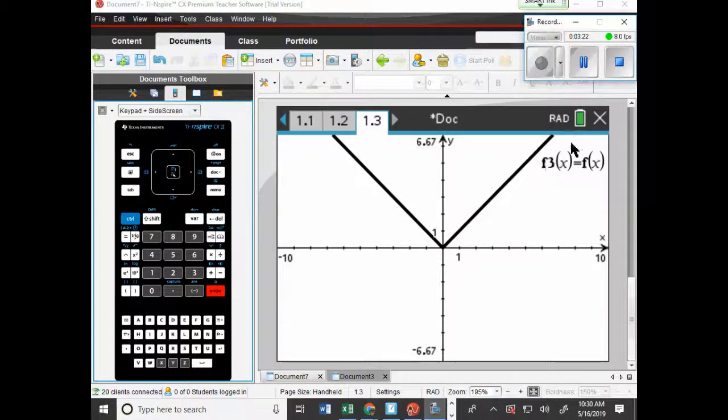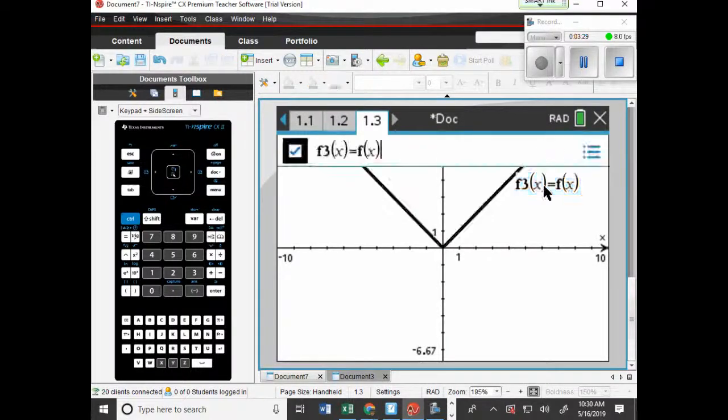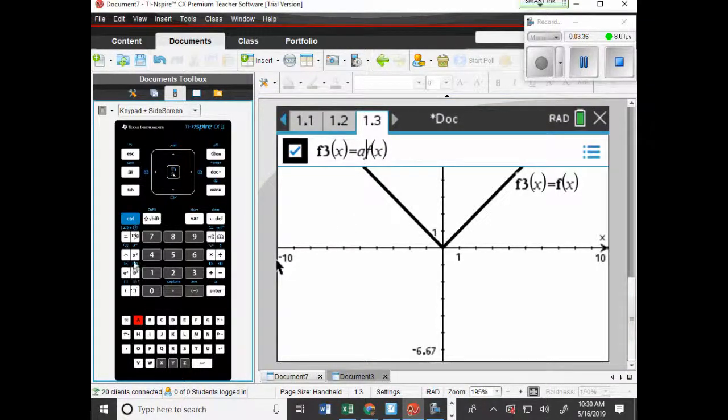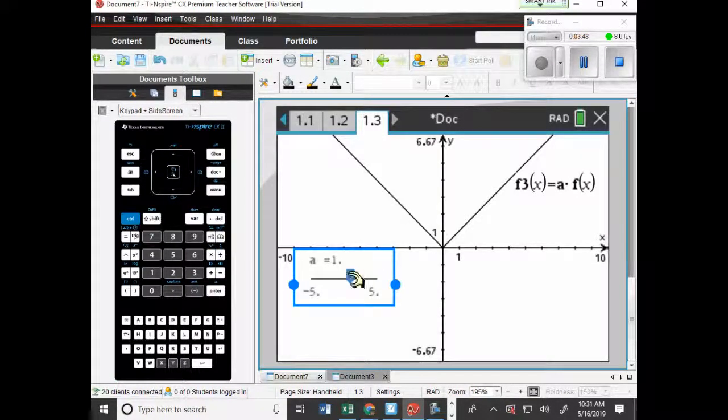All right, the next transformation of f that we're going to look at is what happens if we take f of x and we multiply it by some number a. So a times f of x. All right, what happens? And so I'm creating a slider. So we're just going to put in different values of a here. I don't want this to take up a whole lot of space, so let me minimize this.